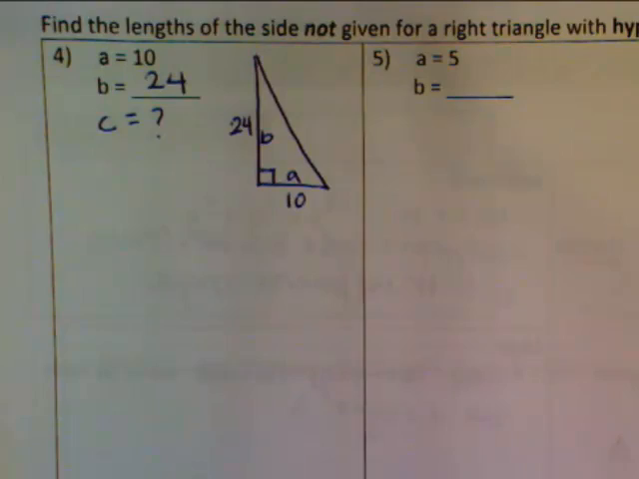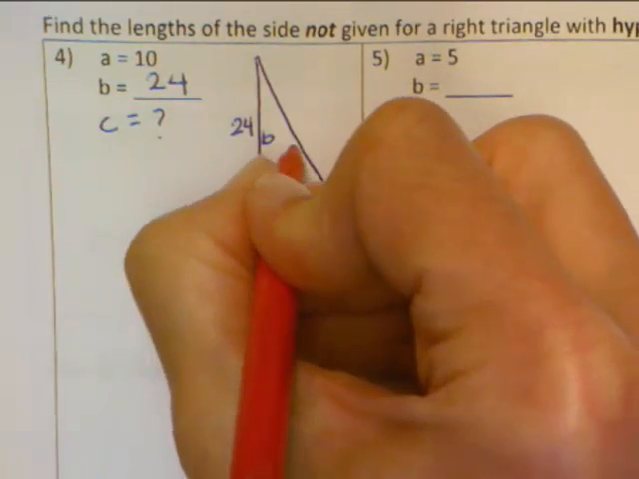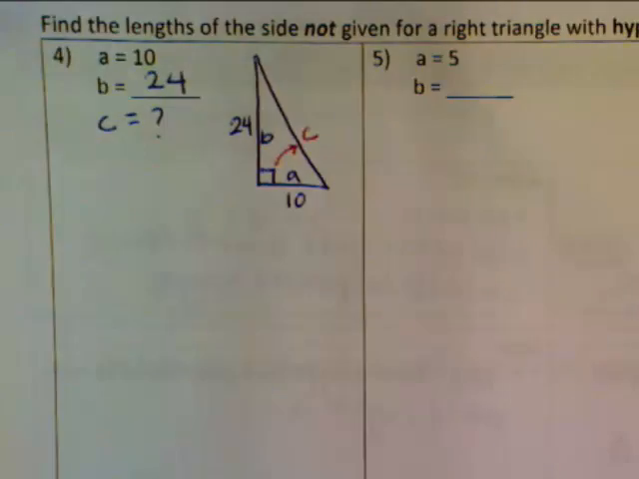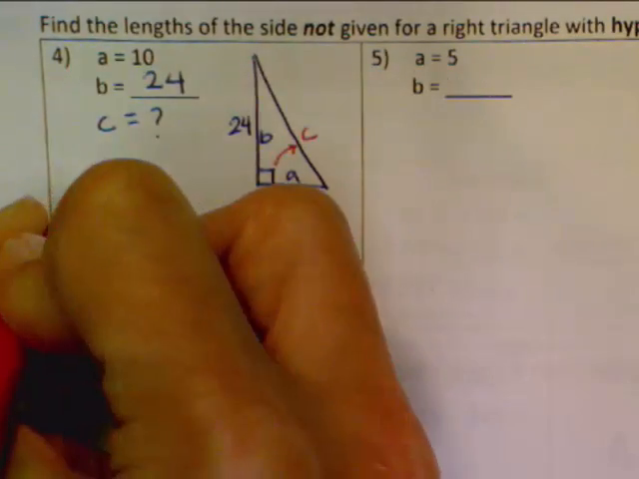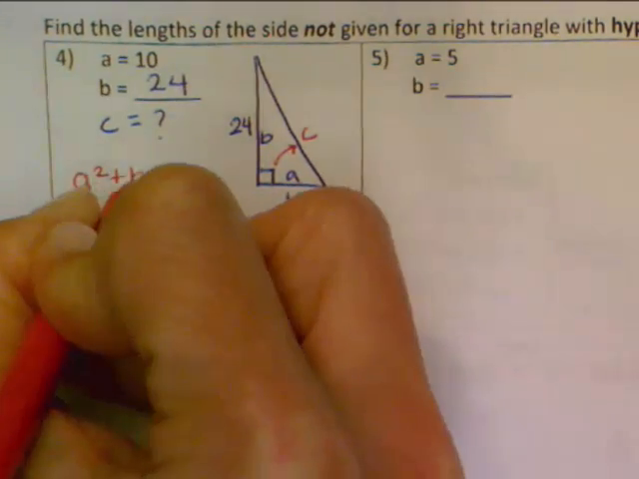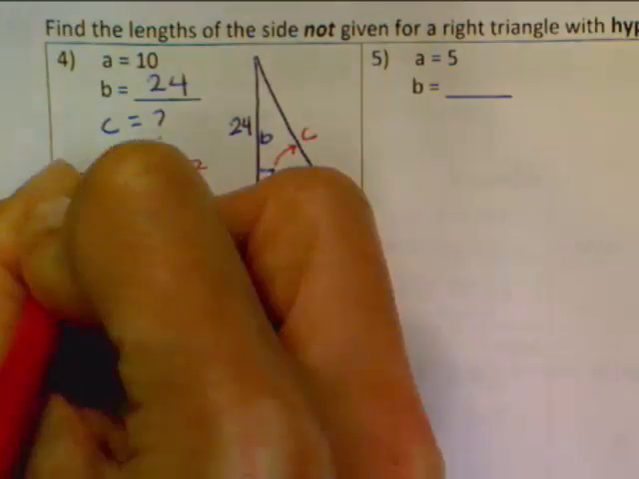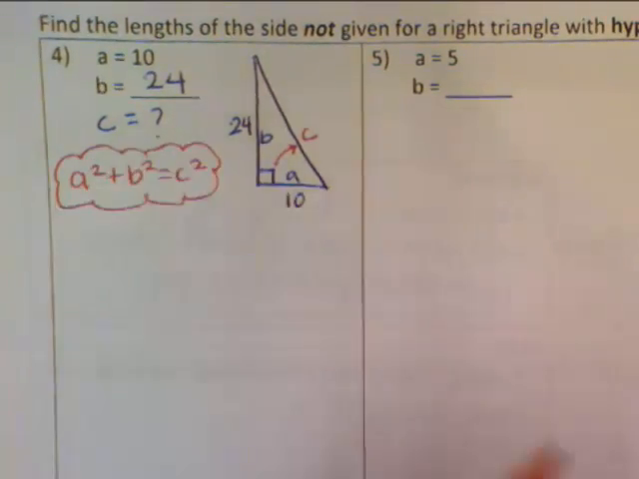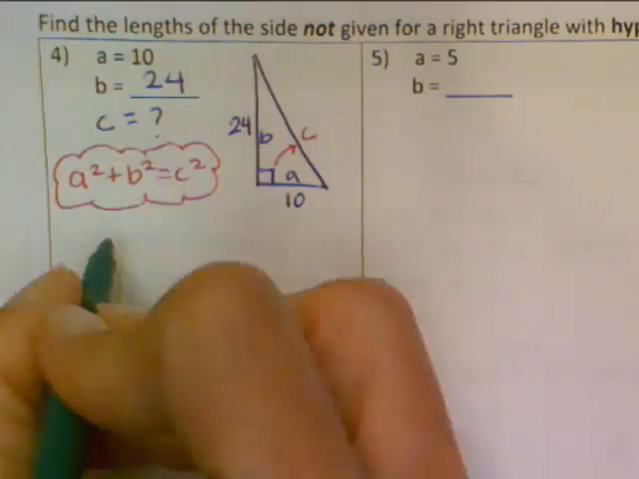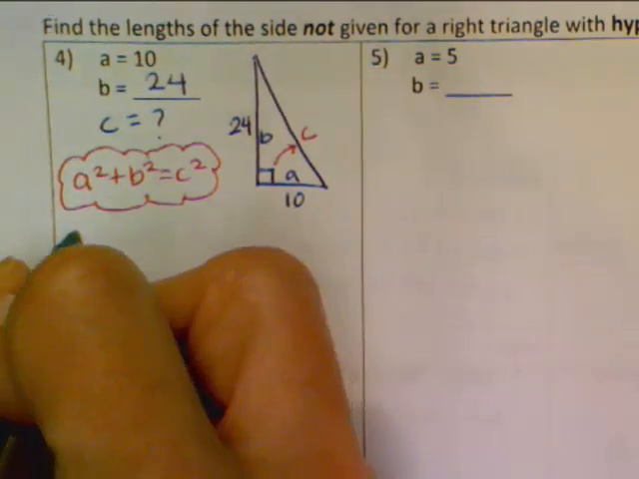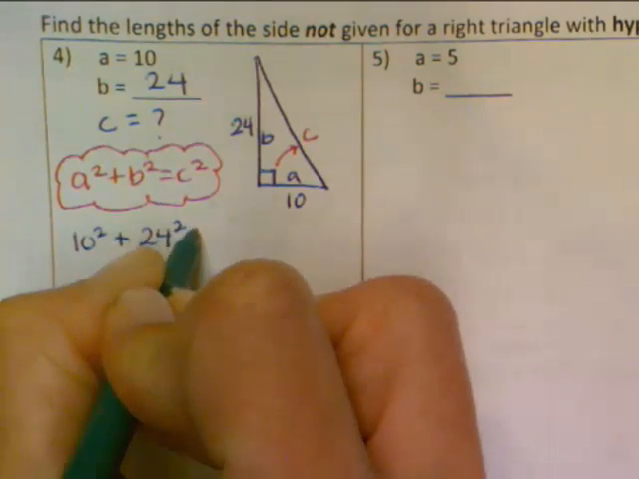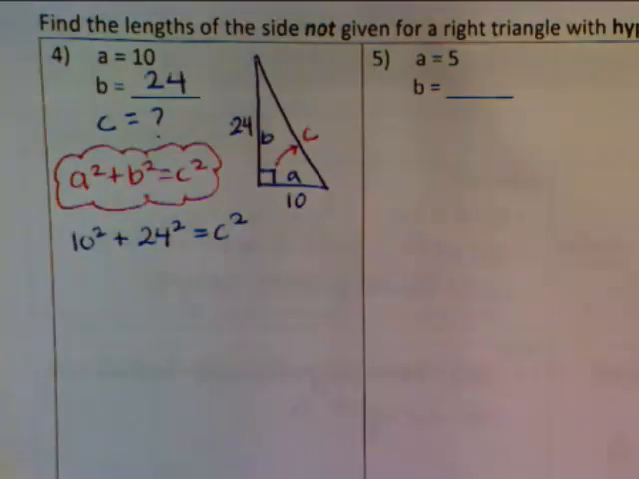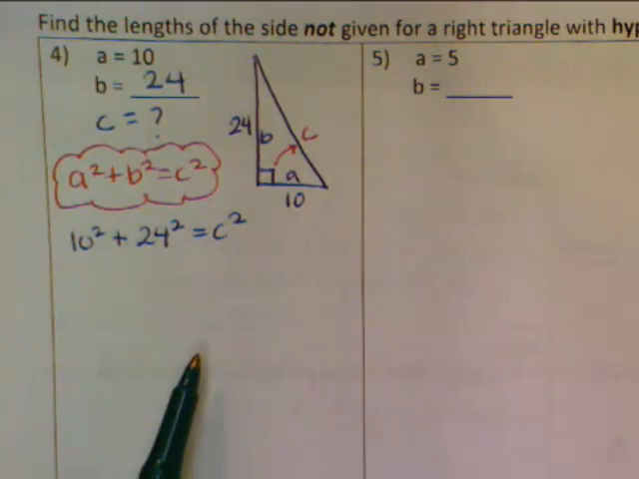The reason I knew they had to be those two is because, remember, C, the hypotenuse, is opposite the right angle. So in this case, we're looking to find the hypotenuse. And so remember, we're using A squared plus B squared equals C squared. So we can replace. Our A is 10. So 10 squared plus our B is 24 squared equals C squared. Okay, so you had a lot of practice. Go ahead and solve this one.